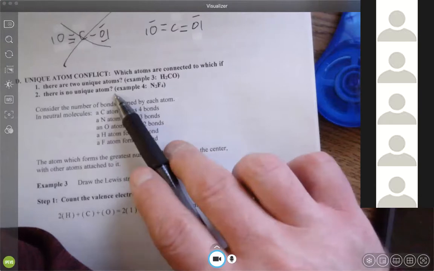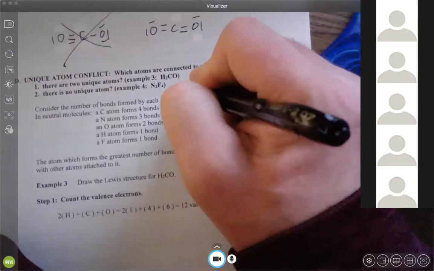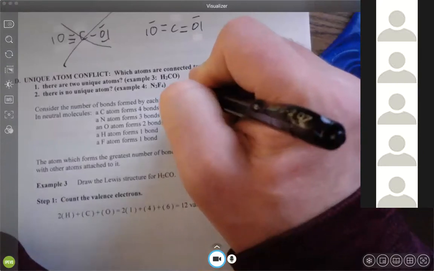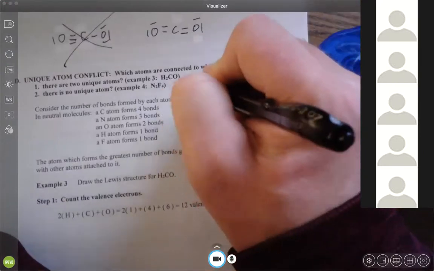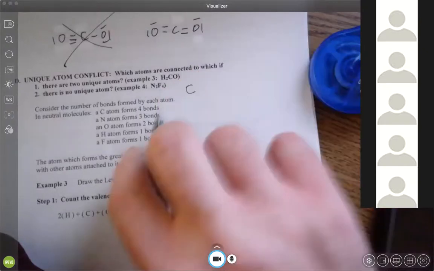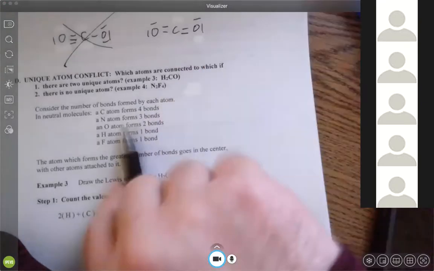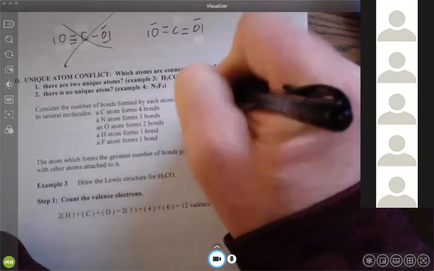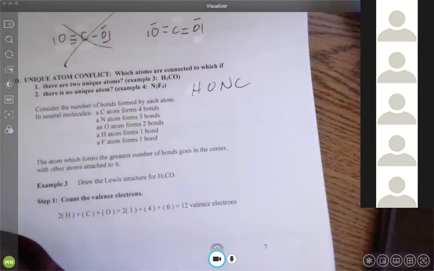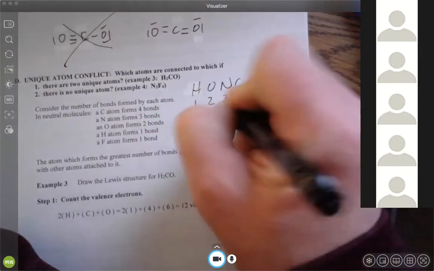So I call this, how do we do this? What do I call it? Oh, I know what I call it. Doesn't start with C. I call it honk. Hydrogen and halogens tend to form 1 bond, oxygen forms 2, nitrogen forms 3, carbon normally forms 4 bonds.